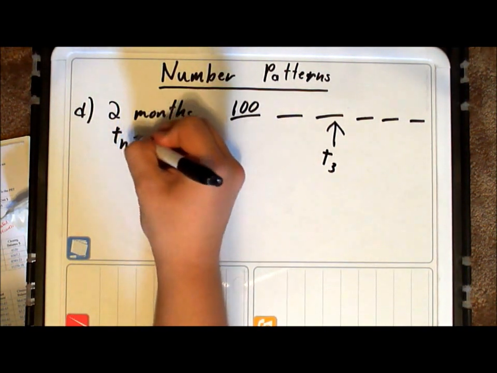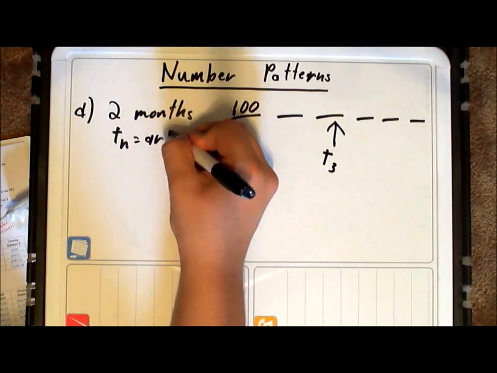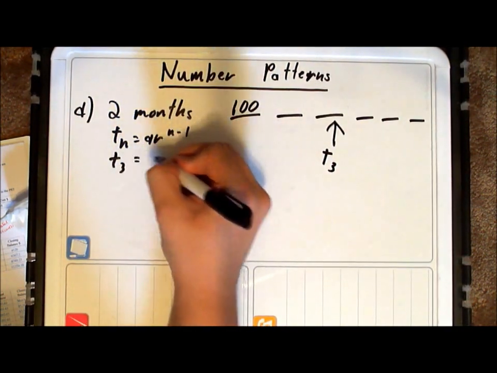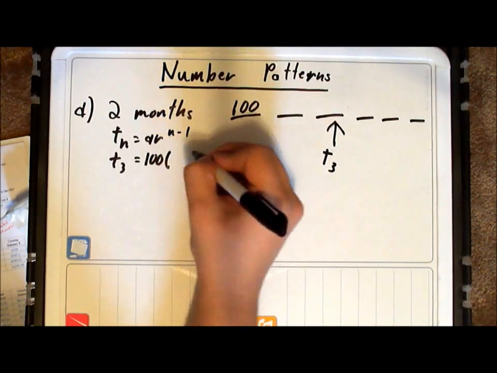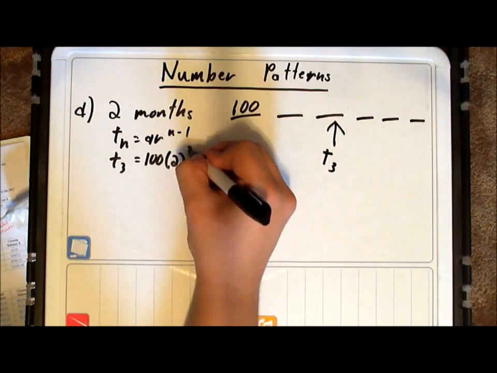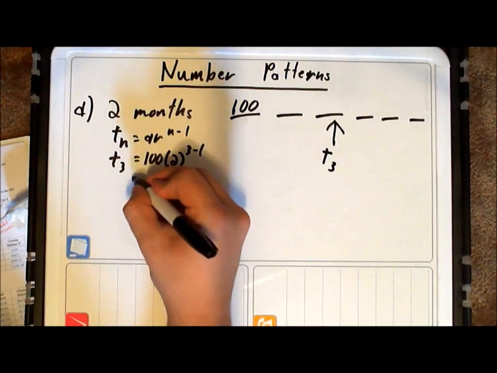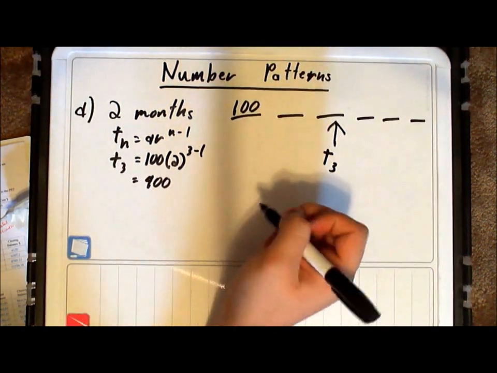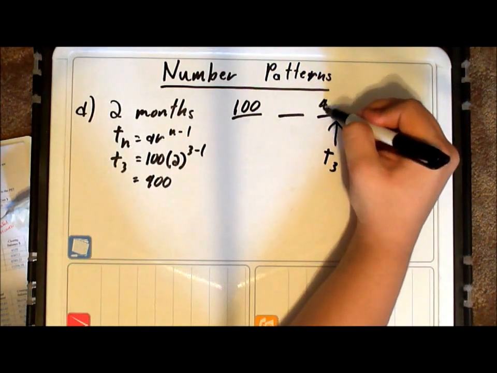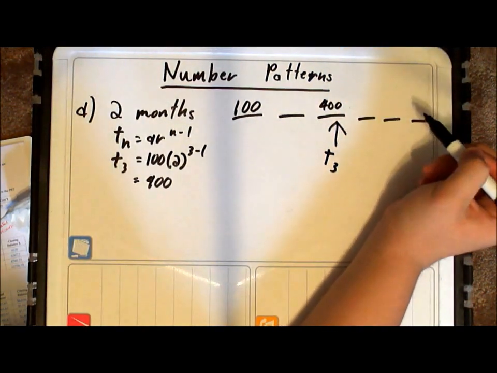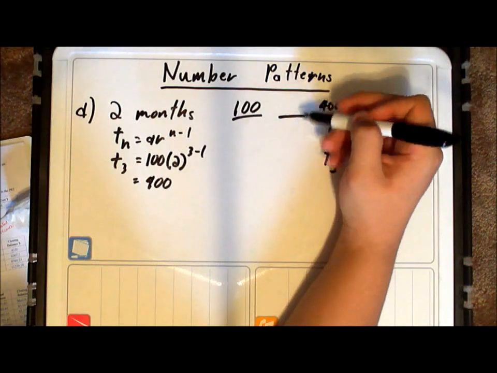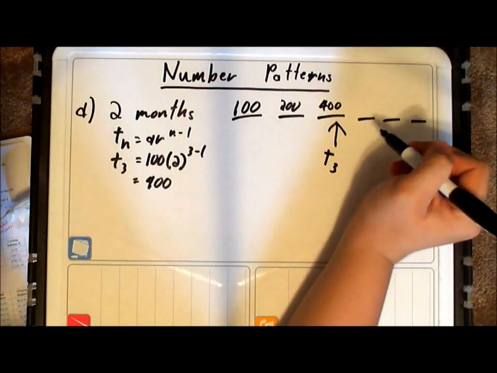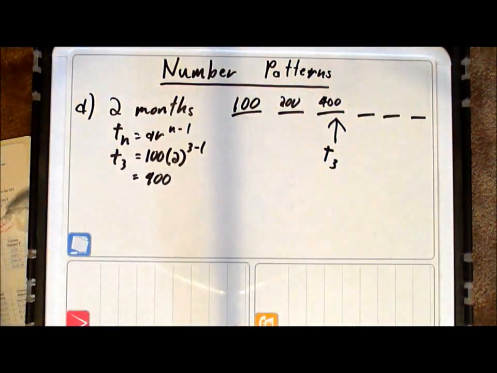Tn equals A R to the n minus 1. T3 equals 100 times 2, because it doubles every month, to the 3 minus 1, which equals 400. Quick and easy. You now know there's 400 of them, which makes sense. If it doubles every month, it'll double to get 200, double again to get 400. A lot easier, but you have to know how to do it this way.